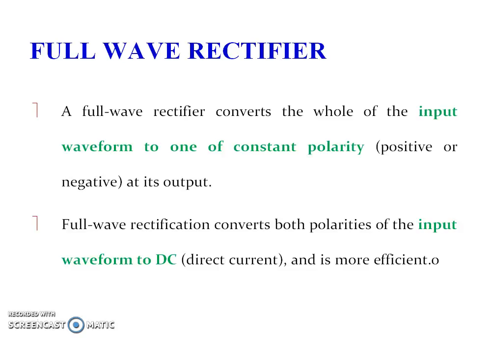So here, both the positive as well as the negative cycle we are getting in the output section, but the polarity in the output section is now just positive, either all positive or all negative. Now a full wave rectification converts both polarities of the input waveform to direct current and is more efficient than the half wave rectifier section, because there we are missing one half cycle, but here in the full wave rectifier we have both the cycles obtained at the output as the output wave.